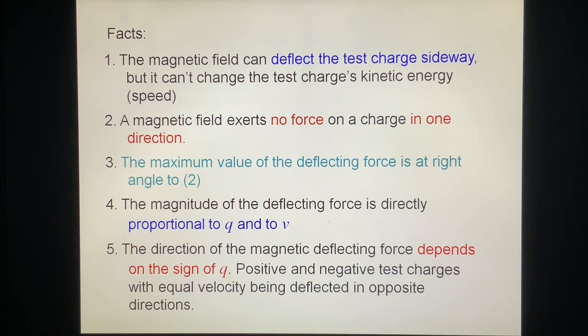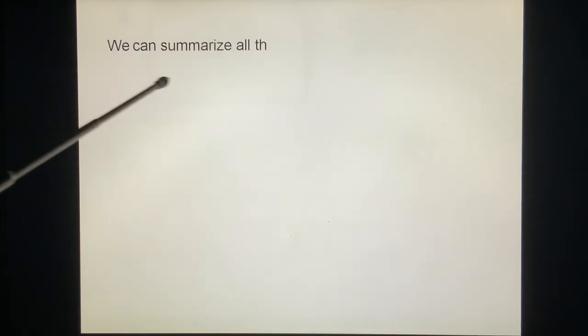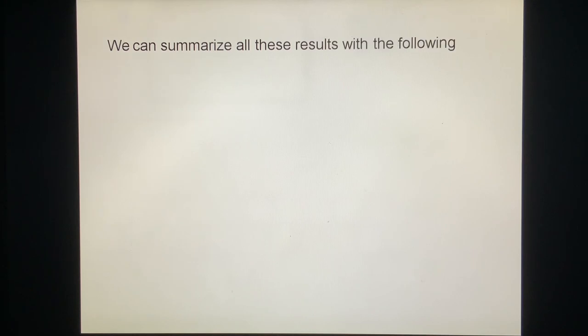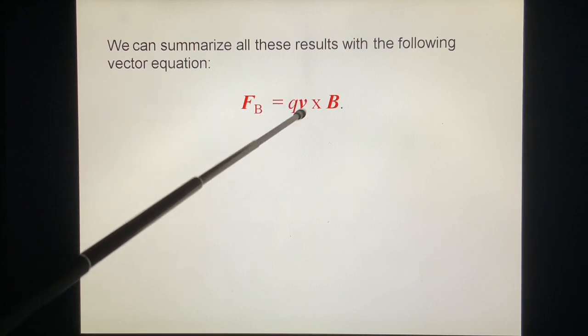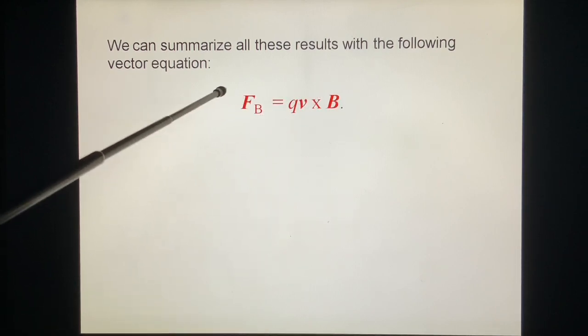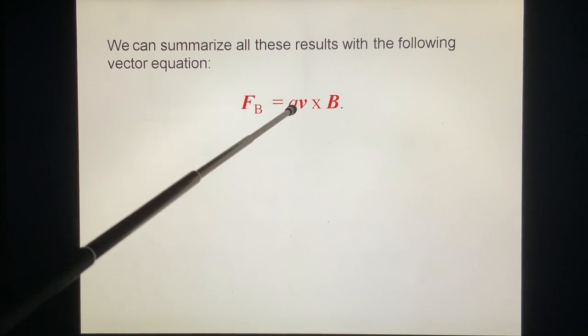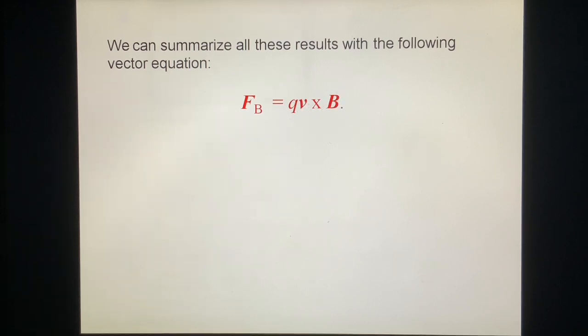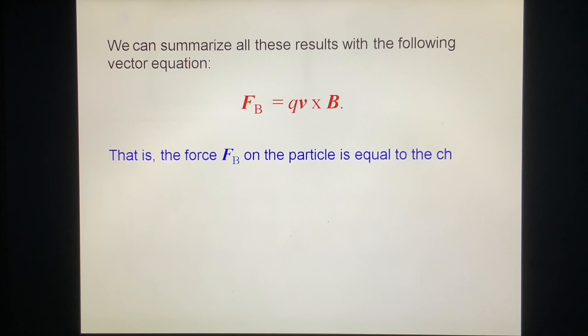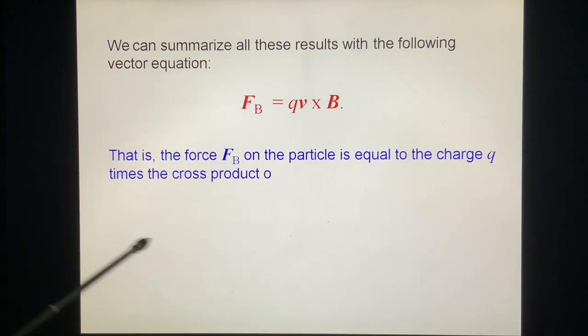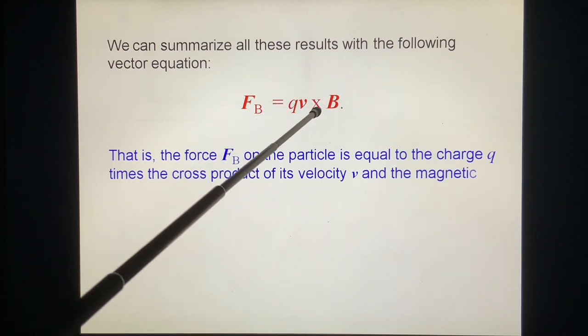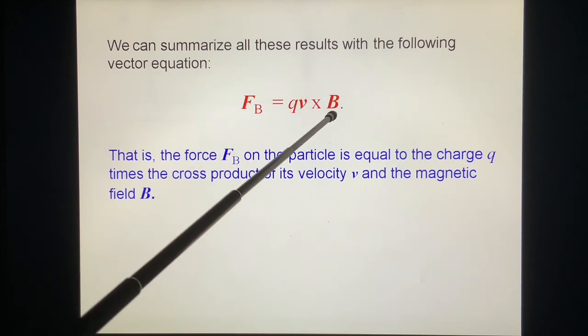Now, mathematics can help us. We can summarize all these results with the following vector equation. F_B equals q v cross B. F_B is the force acting on the charge. This is the charge q. That's the velocity of the particle. This is the magnetic field, okay? That is, the force F_B on the particle is equal to the charge q times the cross product of its velocity and the magnetic field B.